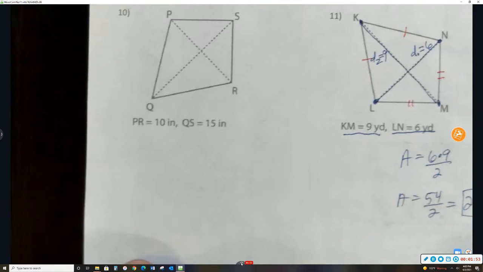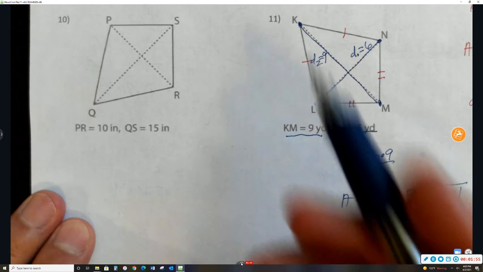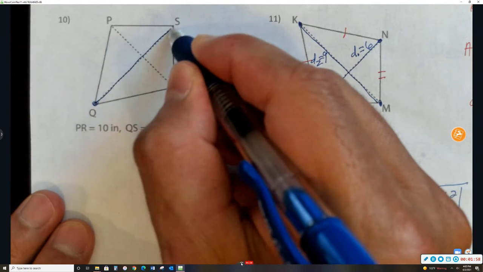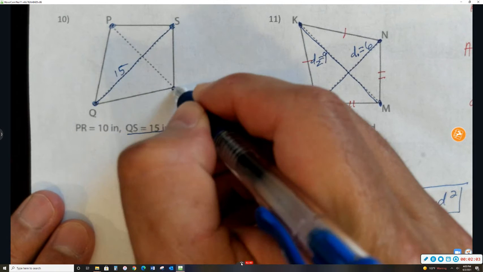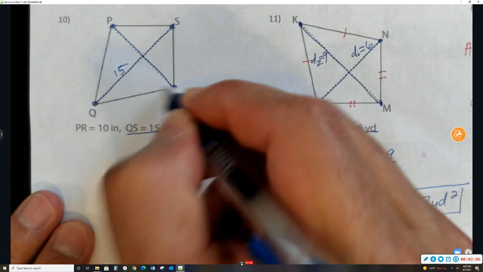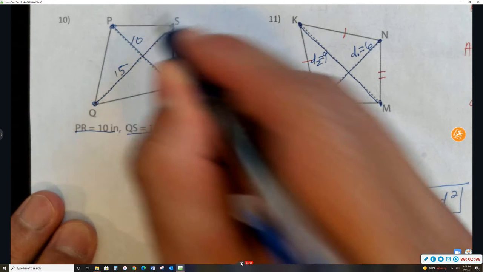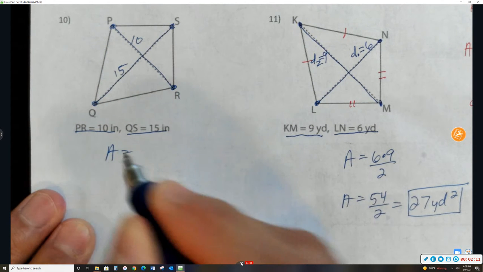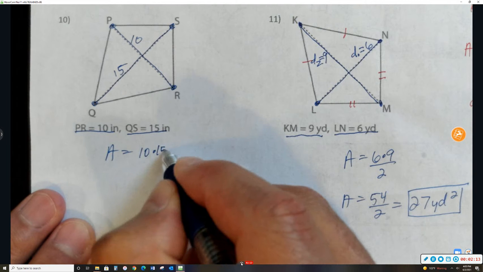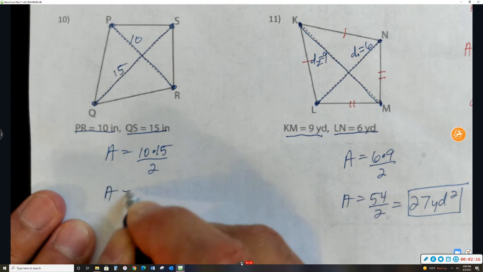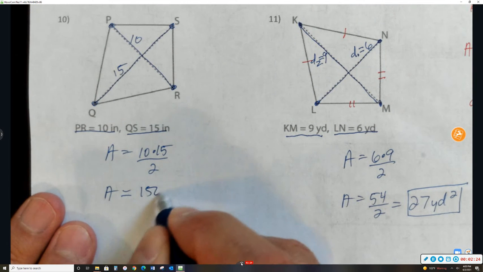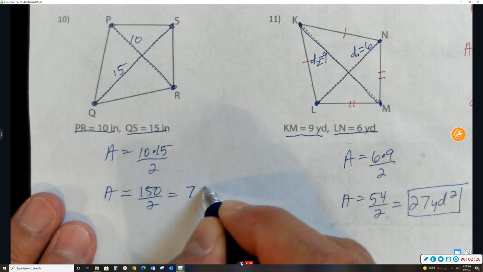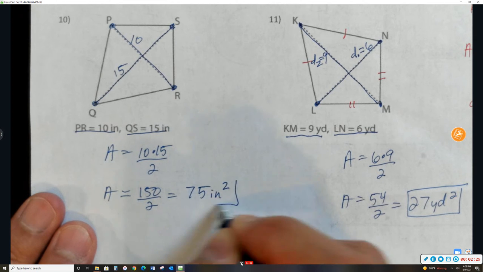Same thing with 10. Let's look at 10. From point to point is one diagonal. Q to S, they tell it to us, is 15. The other diagonal would be from P to R. Here's the other diagonal. Again, it's given. They tell us that's 10. So the area is one diagonal times the other diagonal divided by 2. 10 times 15 is 150, divided by 2 is 75. And this is inches squared.